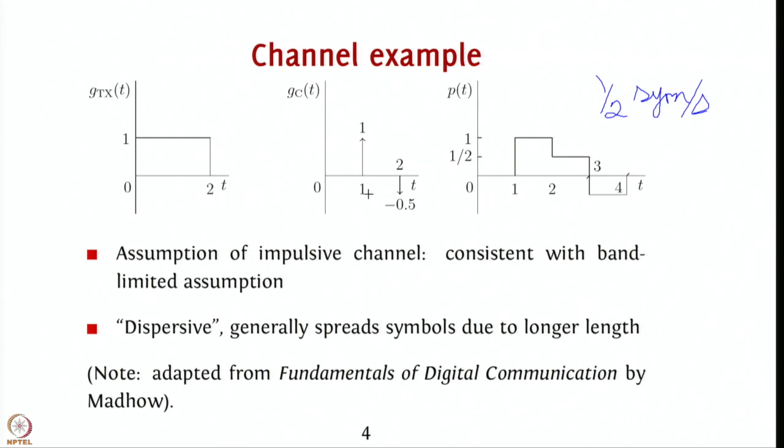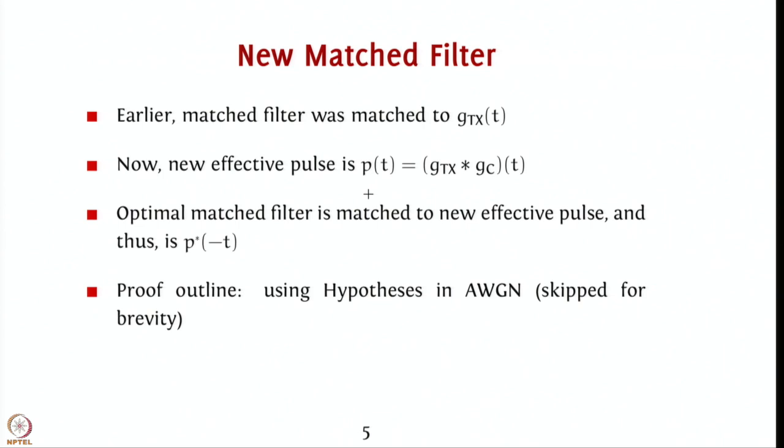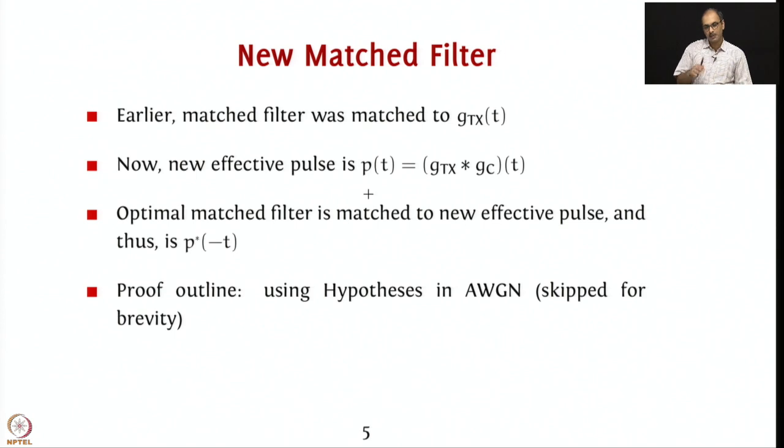Now this p of t is what you end up getting if you convolve gtx and gc. The reason this makes sense is that in the earlier situation you had only gtx. But now the effective pulse after propagating through the channel is gtx convolved with gc. So that is something which you have to keep in mind. Earlier the matched filter was matched to gtx of t, but now the new effective pulse is p of t, which is gtx convolved with gc of t. Now the optimal matched filter is matched to p star of minus t, and that can be proved.